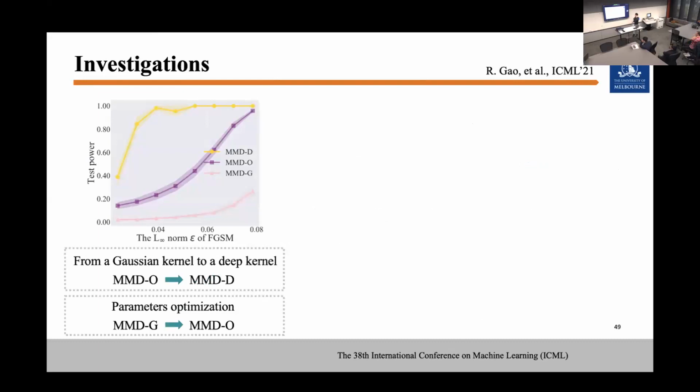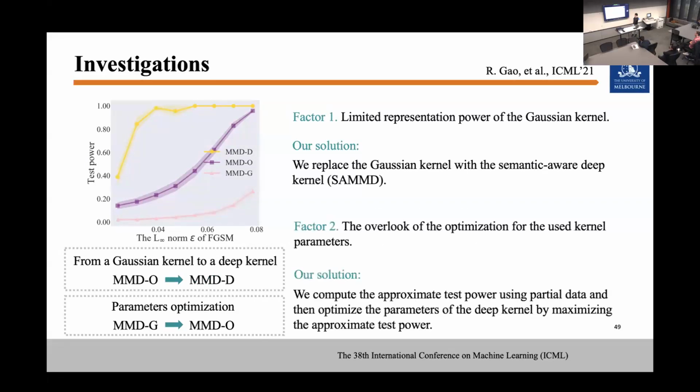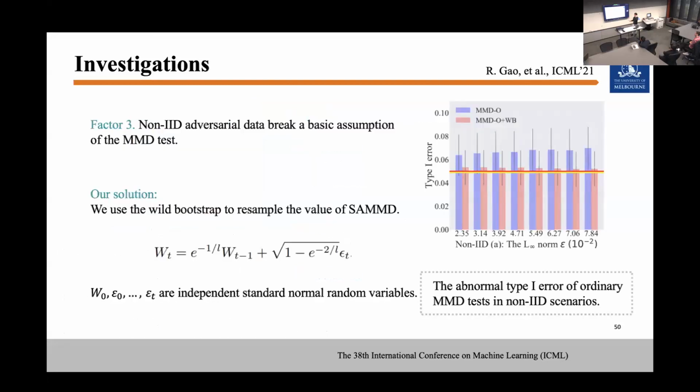So in this paper, we introduce a new deep kernel, called the semantic aware deep kernel, SAMMD, to replace the Gaussian kernel. For the second factor, we compute approximate test power using partial data and optimize the parameters of our deep kernel. And third, we use a wild bootstrap instead of a permutation test to help us obtain good results even if our data are non-IID.